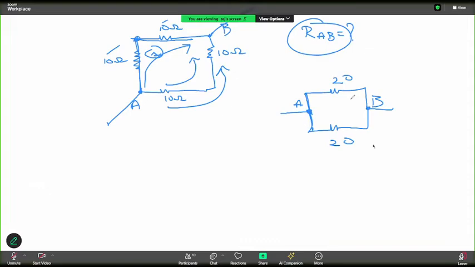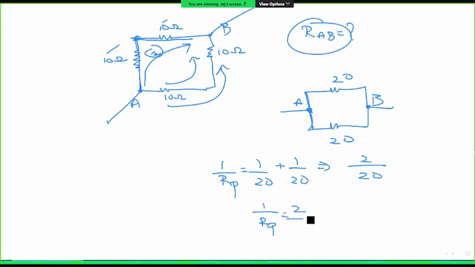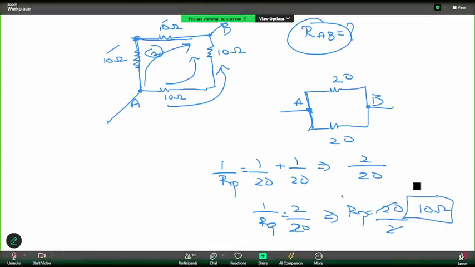There's a shortcut also for this. I realize that, but I'm doing the complete part. So here, LCM is 20. So 1 plus 1 gives you 2. So 1 by RP equals 2 by 20, which means RP, flip it, becomes 20 by 2. The answer is 10 ohm. You obviously can use a shortcut. I didn't use it. So what's the shortcut?